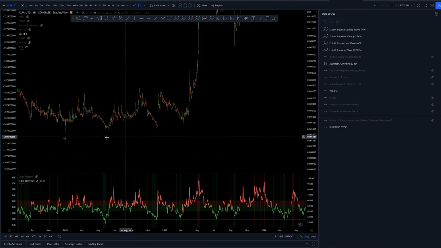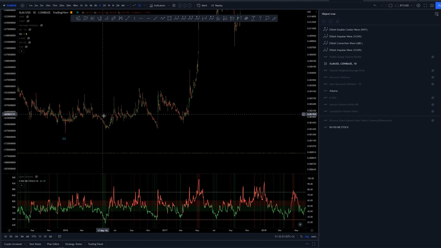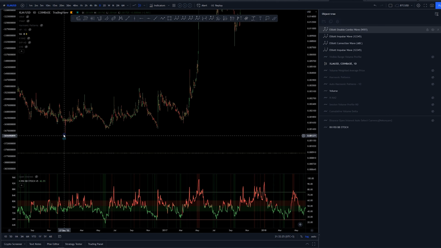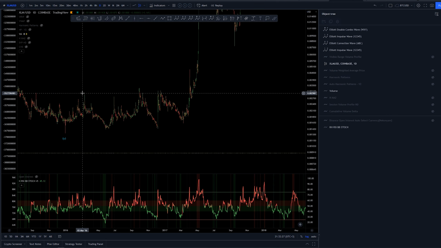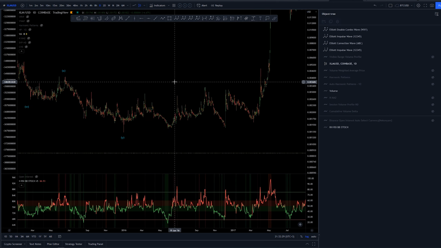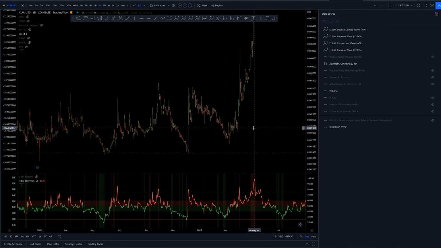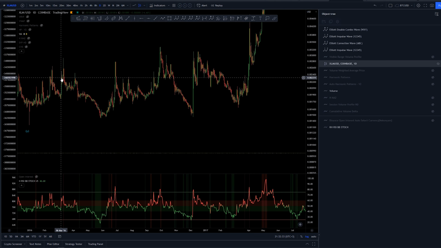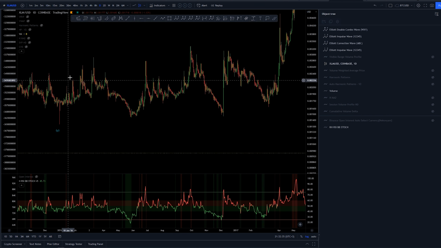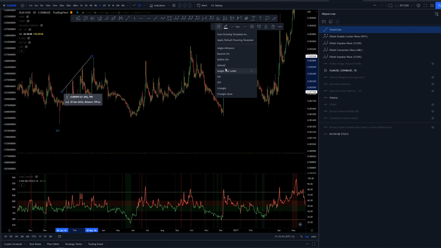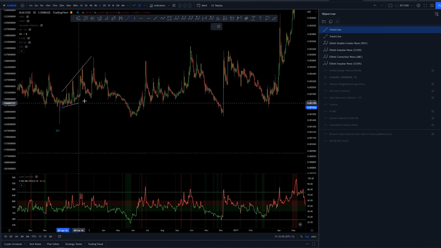Then we have some kind of structure here that looks like three-wave as well. This though looks like a diagonal of some sorts. This is the default for now here.